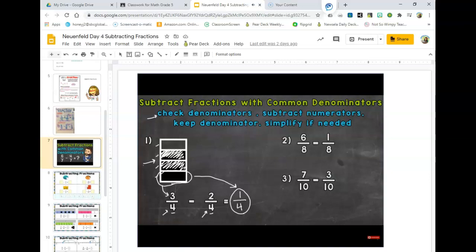Check the denominators first. Do we have a common or like denominator? Yes, we have 2 8s there. So now we can subtract the numerators. 6 minus 1 is 5. We keep our denominator of 8 the same, and then we simplify if needed. So 5/8 is in simplest form. The only common factor between 5 and 8 is 1.